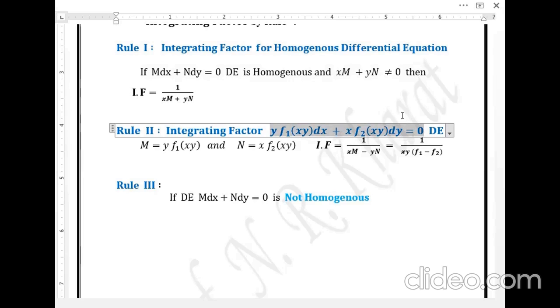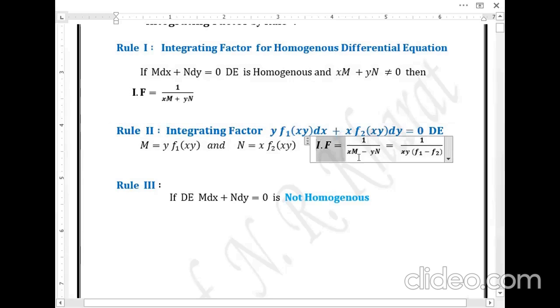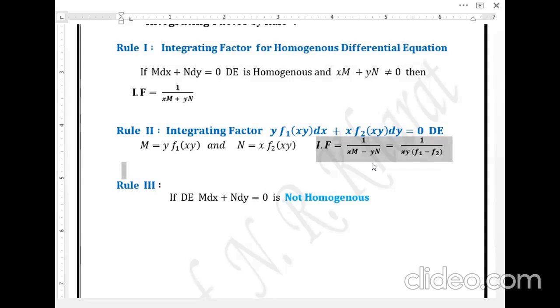then we can find the integrating factor by multiplying M with x and multiplying N by y. The subtraction between them is not equal to 0, then we can find the integrating factor is 1 upon Mx minus Ny, where this Mx minus Ny subtraction is never 0.